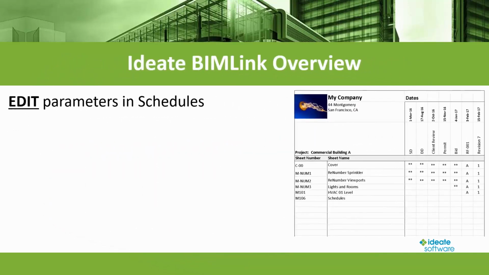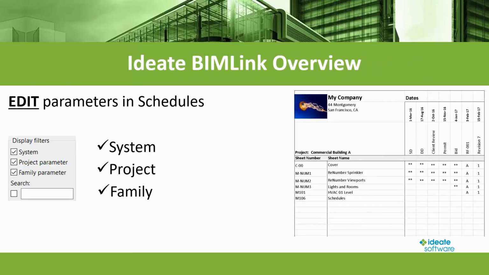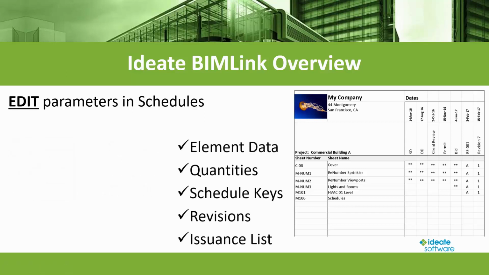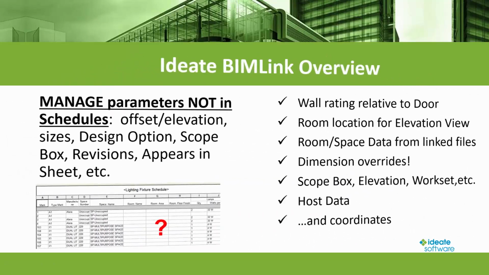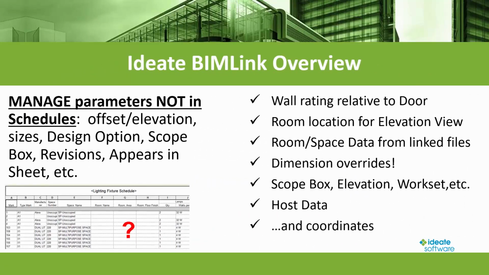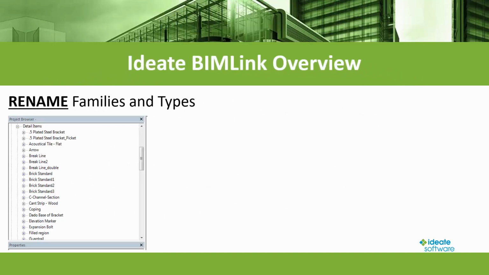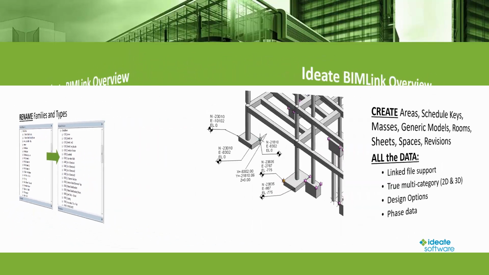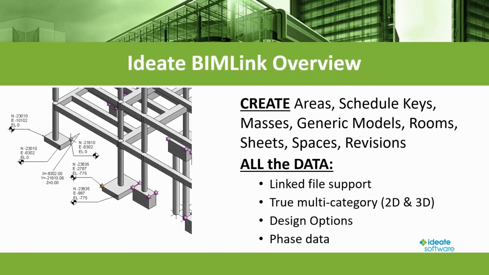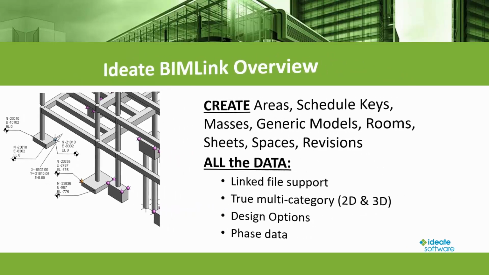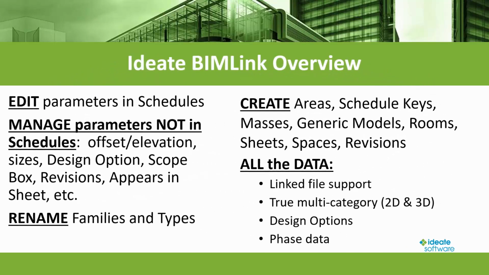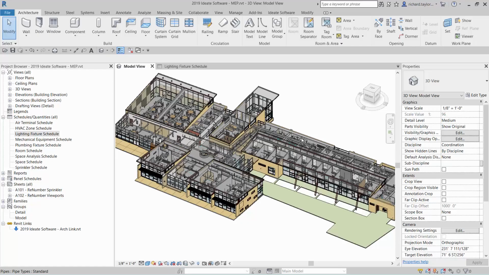Ideate BIMLink allows you to edit system, project, or family parameters within the Revit model. You can choose to edit parameters that appear within a schedule or even access parameters that are impossible to select when creating a Revit schedule. Additionally, you can use Ideate BIMLink to bulk rename families and types within your project, as well as create new instances of selected categories. Ideate BIMLink gives you unprecedented access and control for almost all of the data within the Revit building information model. Let's take a look at how Ideate BIMLink can manage both type and instance parameter information.